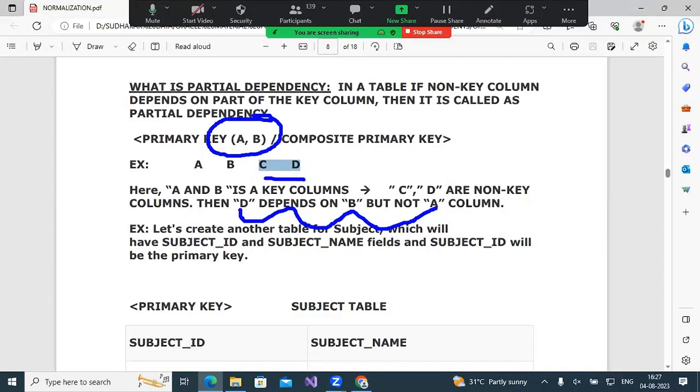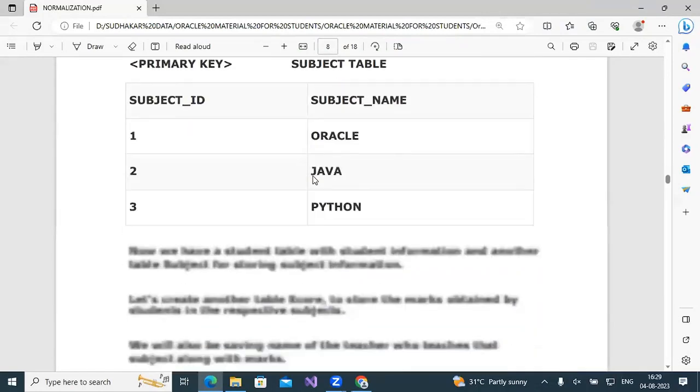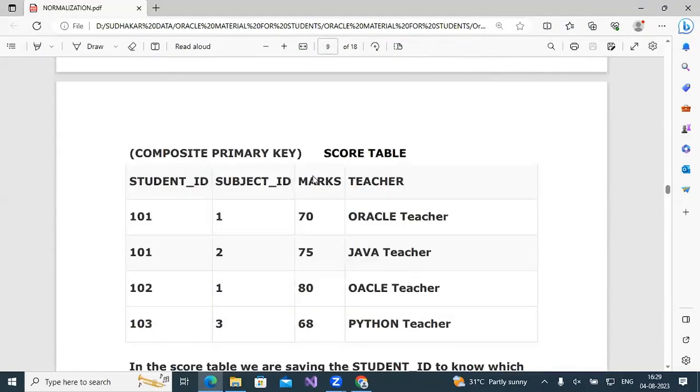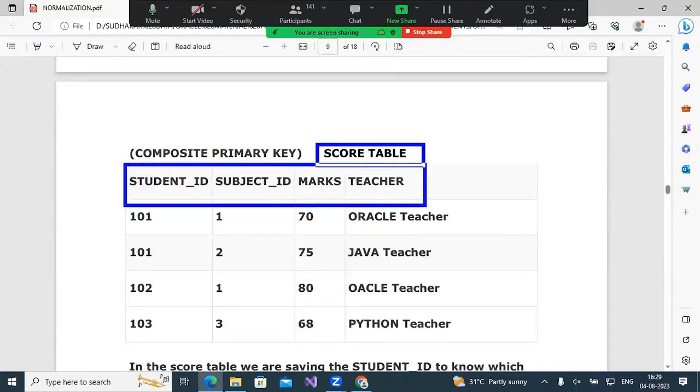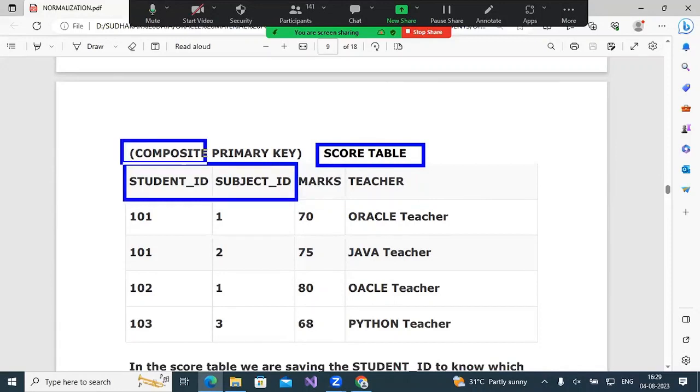Right. So now come to one of the tables here, carefully observe. Score is my table. And in this table, there are 4 columns. Out of 4 columns, for the first 2 columns I applied a composite primary key. So that means the first 2 columns are which type of columns? Primary key columns. And marks and teacher, these 2 columns are non-primary key columns. Okay now?